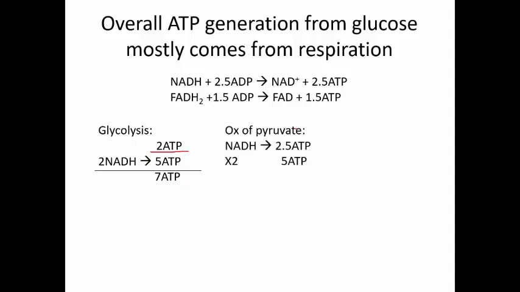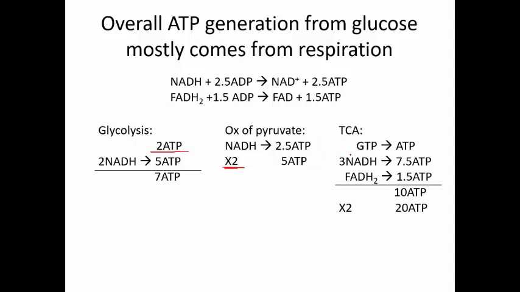That transition reaction, the oxidation of pyruvate, gives us 1 NADH. However, we actually did it twice for each glucose because we had 2 pyruvates from each glucose, so that's where this times 2 comes from. So if each NADH gives us 2.5, times 2 is 5.